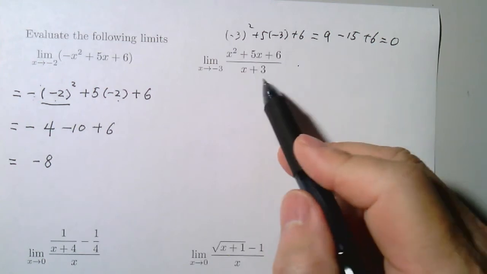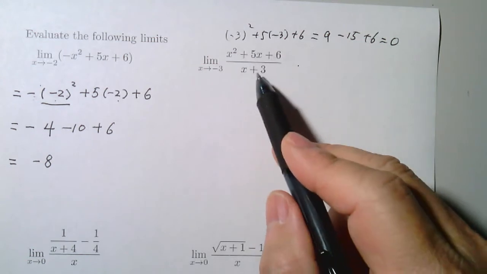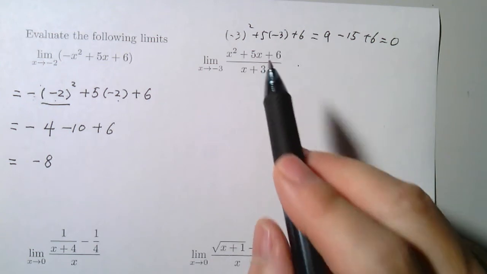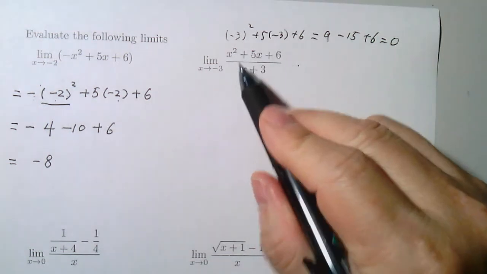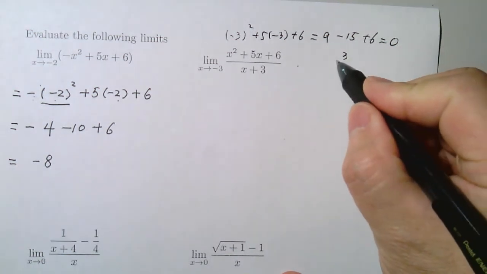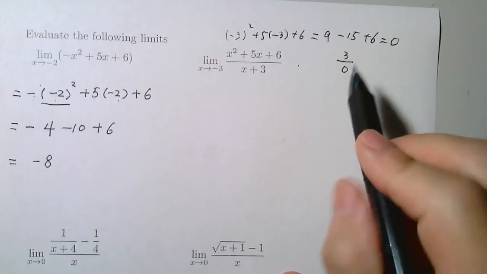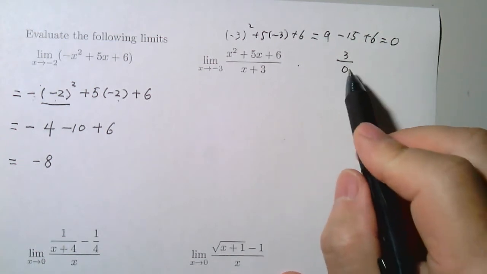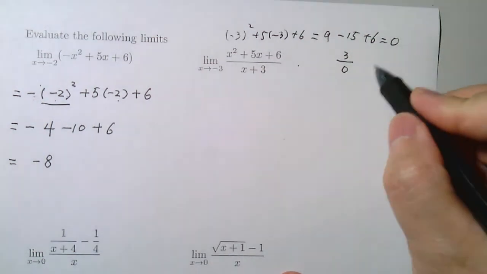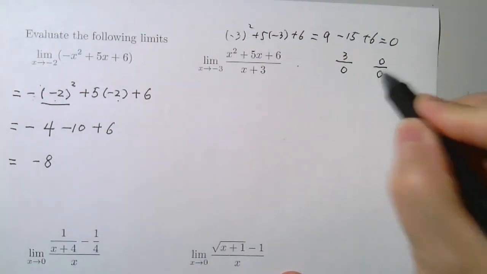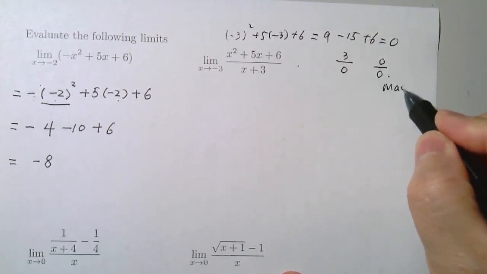But if the numerator does not approach 0 but the denominator approaches 0, then you do not have a limit. For example, if you do substitution and you get 3 divided by 0, that indicates you definitely do not have a limit. But if you have something like 0 divided by 0, you may have a limit. I won't say you do, but you may have a limit.